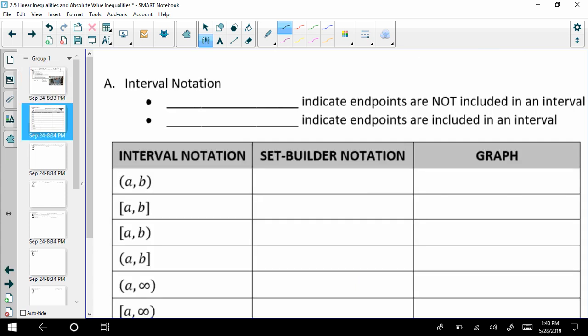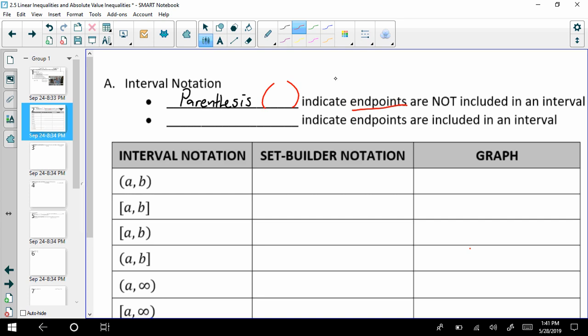So what I want to do first is to explain what interval notation is. This is something we're going to see down the road as we get further into this class. It can look intimidating at first, but once you understand the basics of it, it's really pretty doable. So with interval notation, if you see parentheses around the numbers, that means the endpoints are not included in the interval.